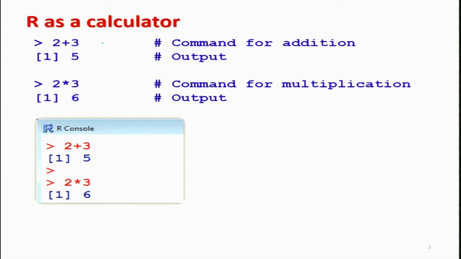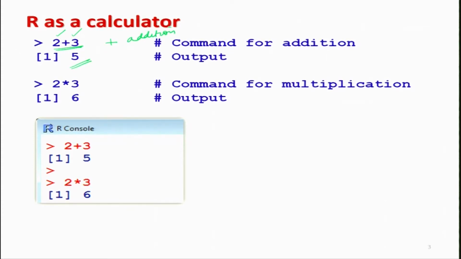Addition is very simple. The symbol is the usual plus symbol. In case you want to add 2 and 3, you simply have to write 2 plus 3 at the prompt sign, and as soon as you press enter, you will get the outcome 5. So, this is for addition.